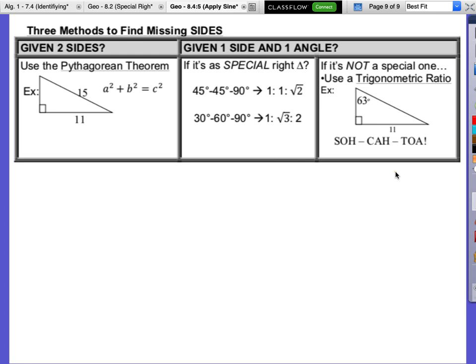Okay. So we're not going to actually do anything with this except talk about it. We have 3 methods to find missing sides in a right triangle. If we're given 2 sides, we can use the Pythagorean theorem to find the third. If we're given 1 side and an angle, well, is it a special right triangle? If so, we can do our shortcuts. If it's not a special right triangle, we can use a trig ratio like we just did when you're given a side and an angle to find the second side. And from there, could you find the third side? Yeah, because then you have 2 sides. And you can also use another trig ratio.